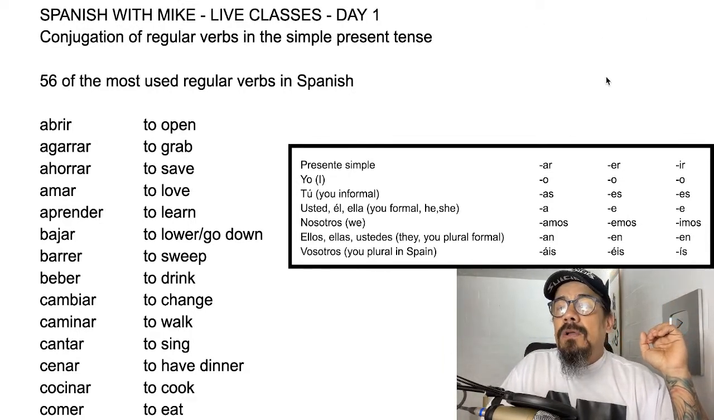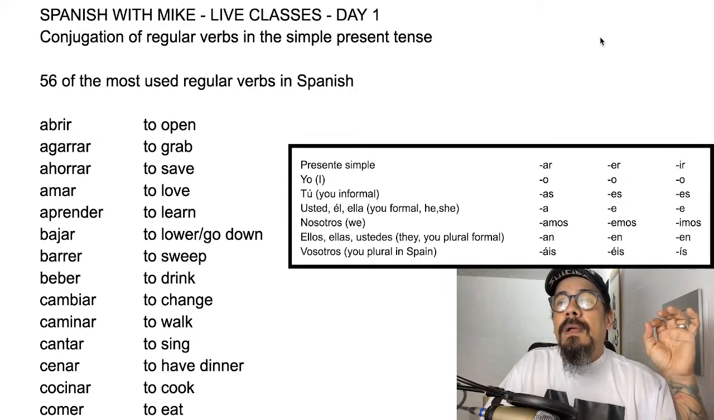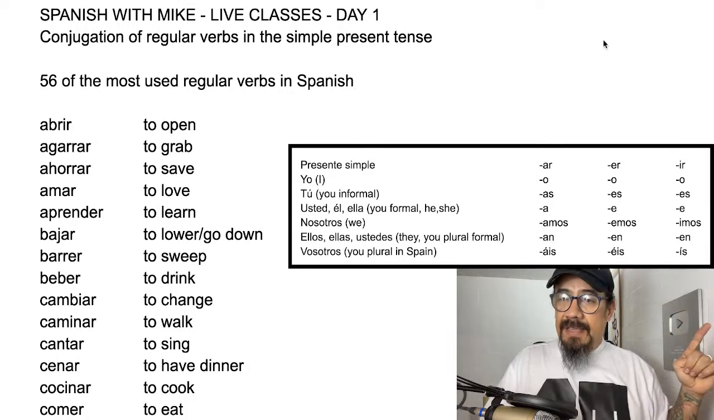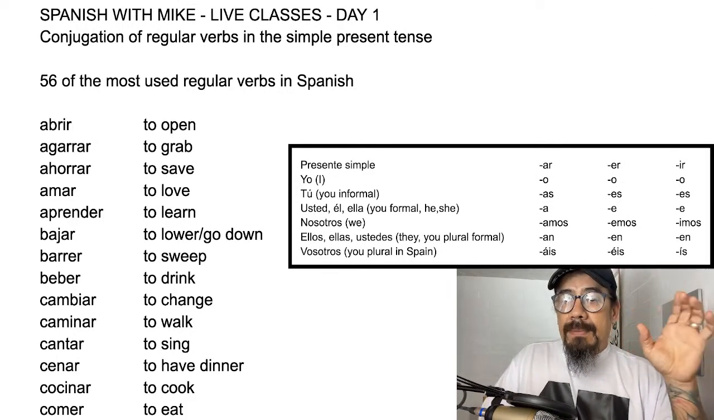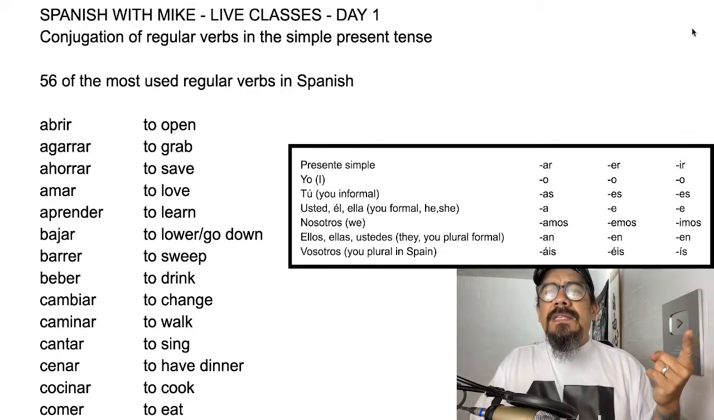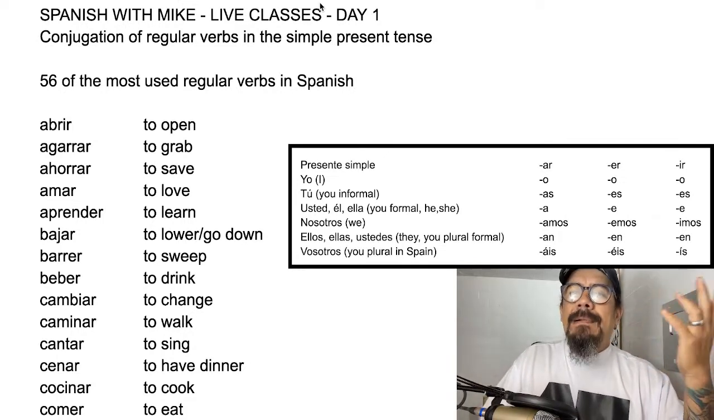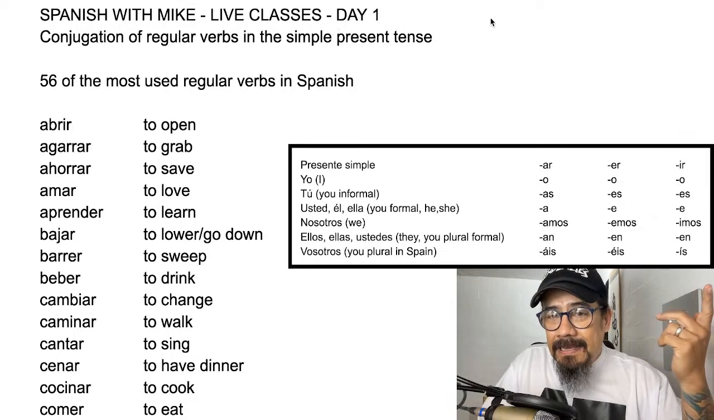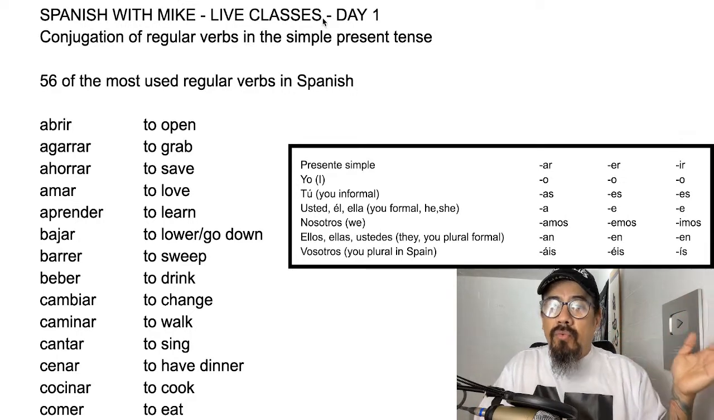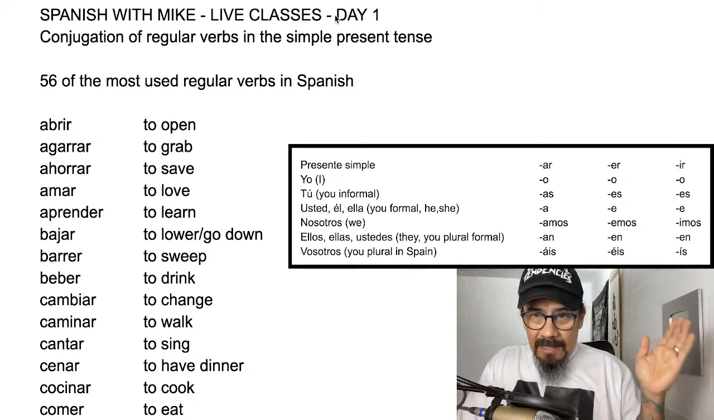And depending on the ending of the verb, when it's in its infinitive form, we have to change this. Remember, if you have already seen the video, remember that the verb has the root and the ending. So, abrir is a verb that ends in ir, and the root is A-B-R, abrir. Agarrar, it's a verb that ends in ar. The root is A-G-A-R-R. So the root of the verb is the part that is behind the ar-er-ir ending in the infinitive form.